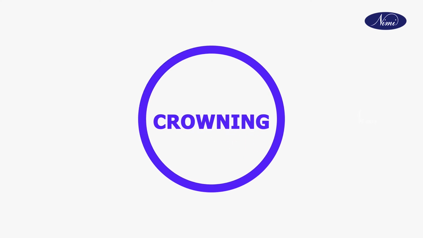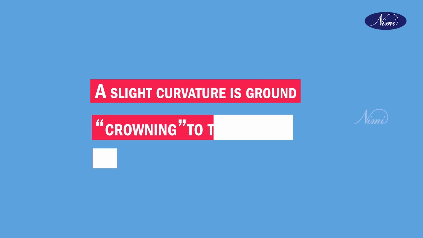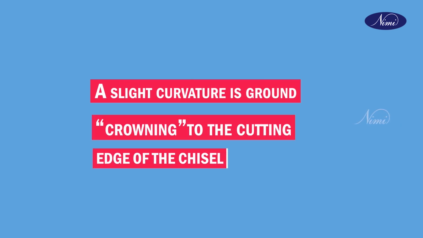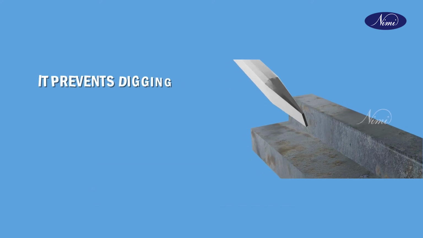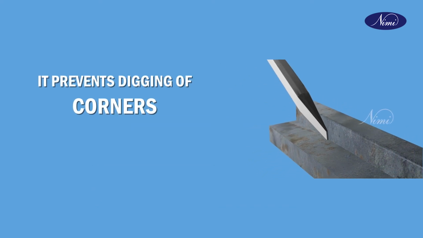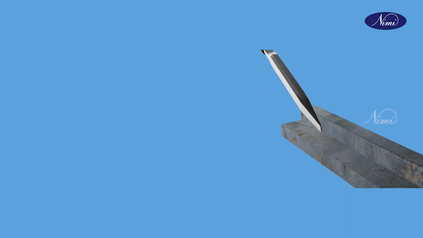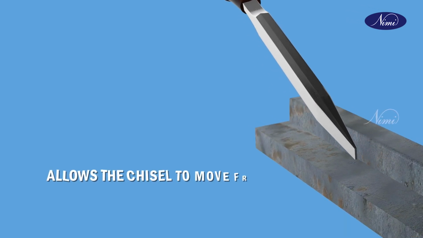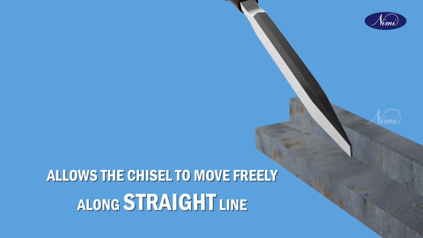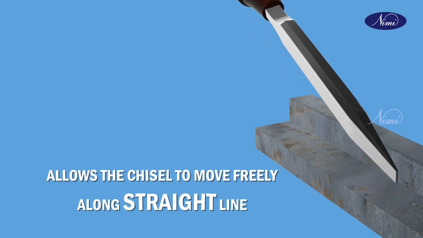Now, crowning. What is meant by crowning? A slight curvature ground on the cutting edge of chisel is called crowning. It prevents digging of the corners, which leads to breakage of chisel point. Crowning allows the chisel to move freely along a straight line while chipping.